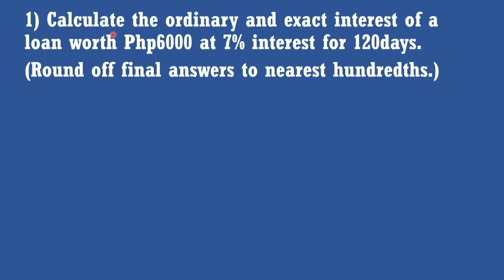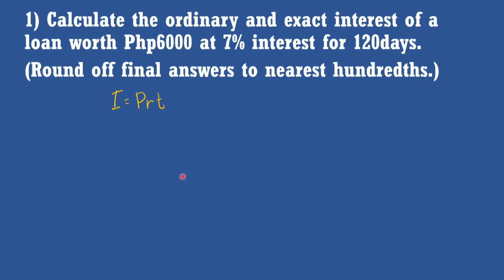Let's recall that the formula for simple interest is I equals PRT, where I is the interest earned, P is the principal or the initial amount, R is the rate of interest in percent, which we usually change to decimal form, and T is time, usually in years. In this case, the time given is in days, so we need to convert it into its corresponding year or years.